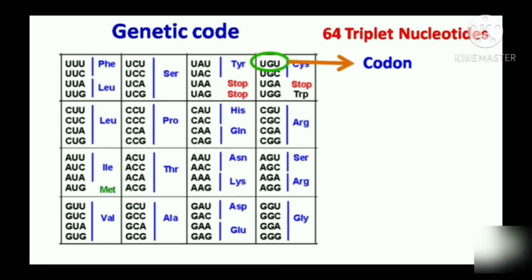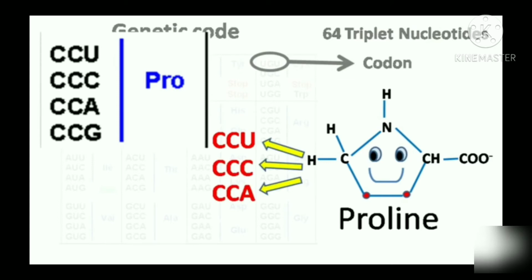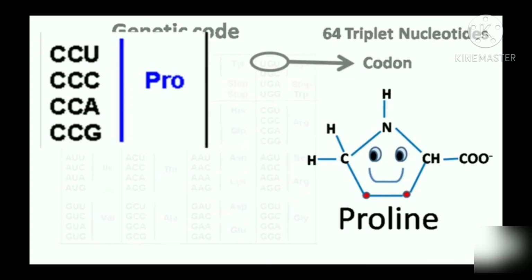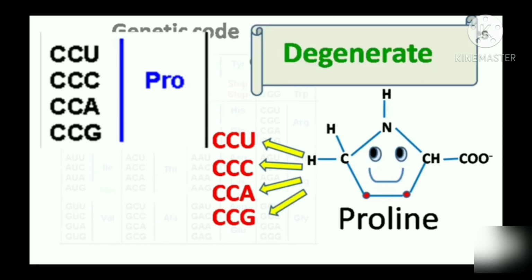Now, as there are 64 codons and only 20 amino acids, a single amino acid can be coded by more than one codon. This property of genetic code is known as degeneracy. For example, amino acid proline can be coded by CCU, CCC, CCA, and CCG.